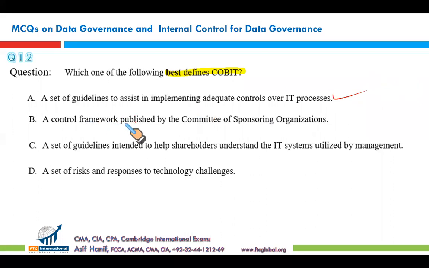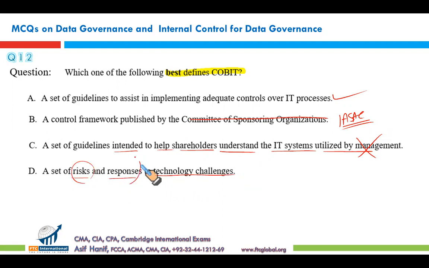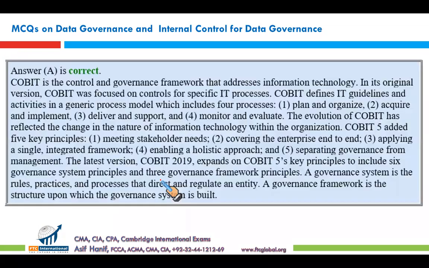A control framework published by the Committee of Sponsoring Organizations. No, it is not published by COSO. It is published by ISACA. We discussed it a little while ago. So this is not true. A set of guidelines intended to help shareholders understand the IT systems utilized by the management. Absolutely not for the shareholders. It's for the organization. A set of risks and responses to technology challenges. No, it does not contain any specific risks and responses. It provides you the guideline, and you will use that guideline to make the decision yourself. So that makes A the correct option.